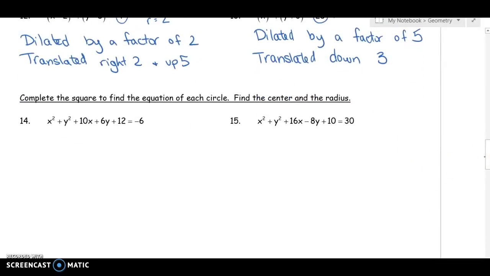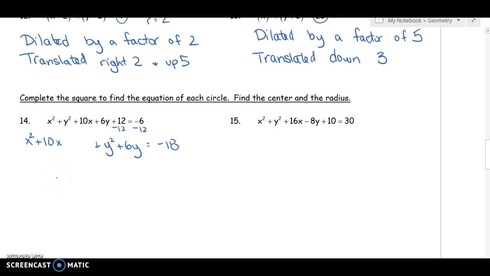Now 14 and 15 are going to be like what we did yesterday. We learned how to complete the square. That's what we're going to be doing in this problem. And then we'll be able to find the center and the radius of these circles. So what we're going to do is group them together by the same variables. So we've got x squared plus 10x, I'm going to leave a little bit of space. I have y squared plus 6y. All right, and I'm going to move the 12 over to the other side by subtracting it. So I get negative 18 on this side.